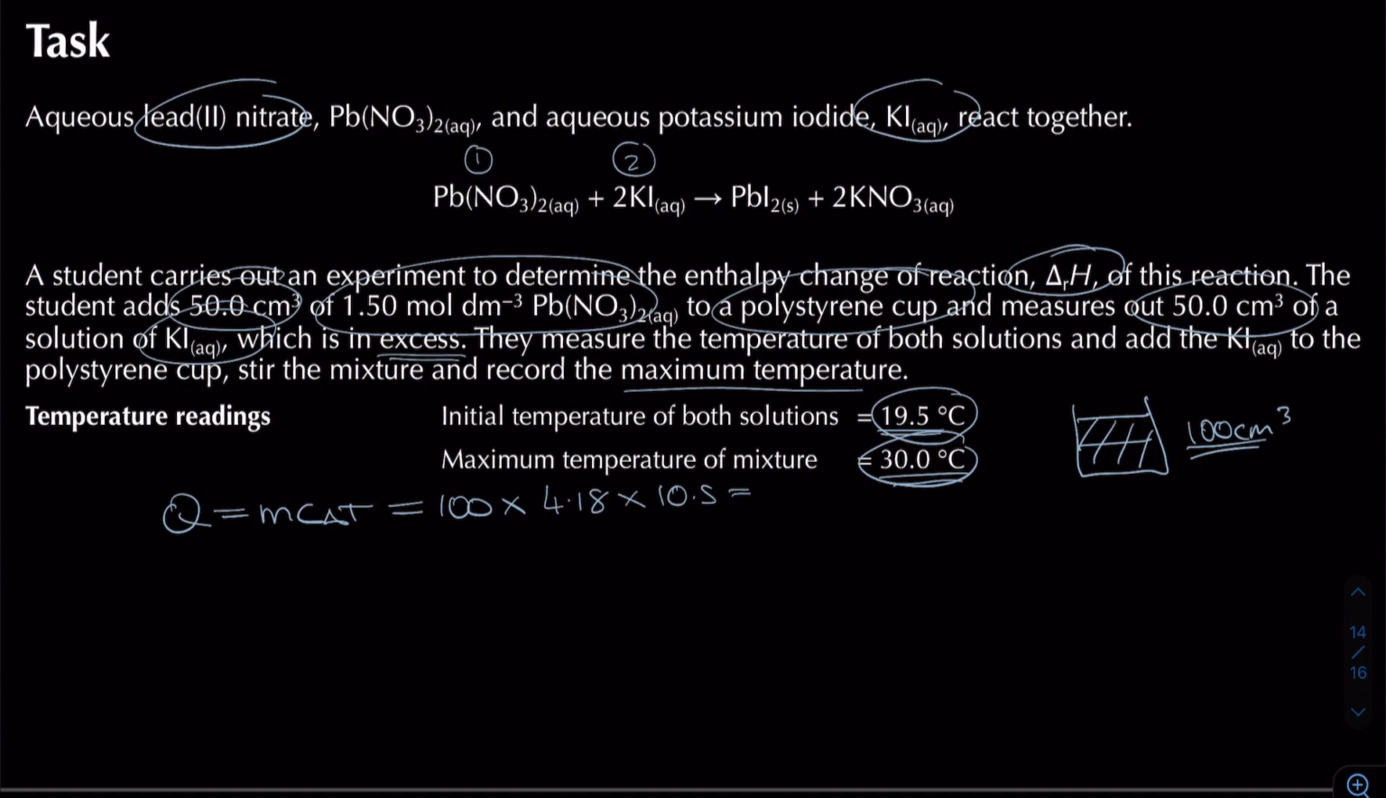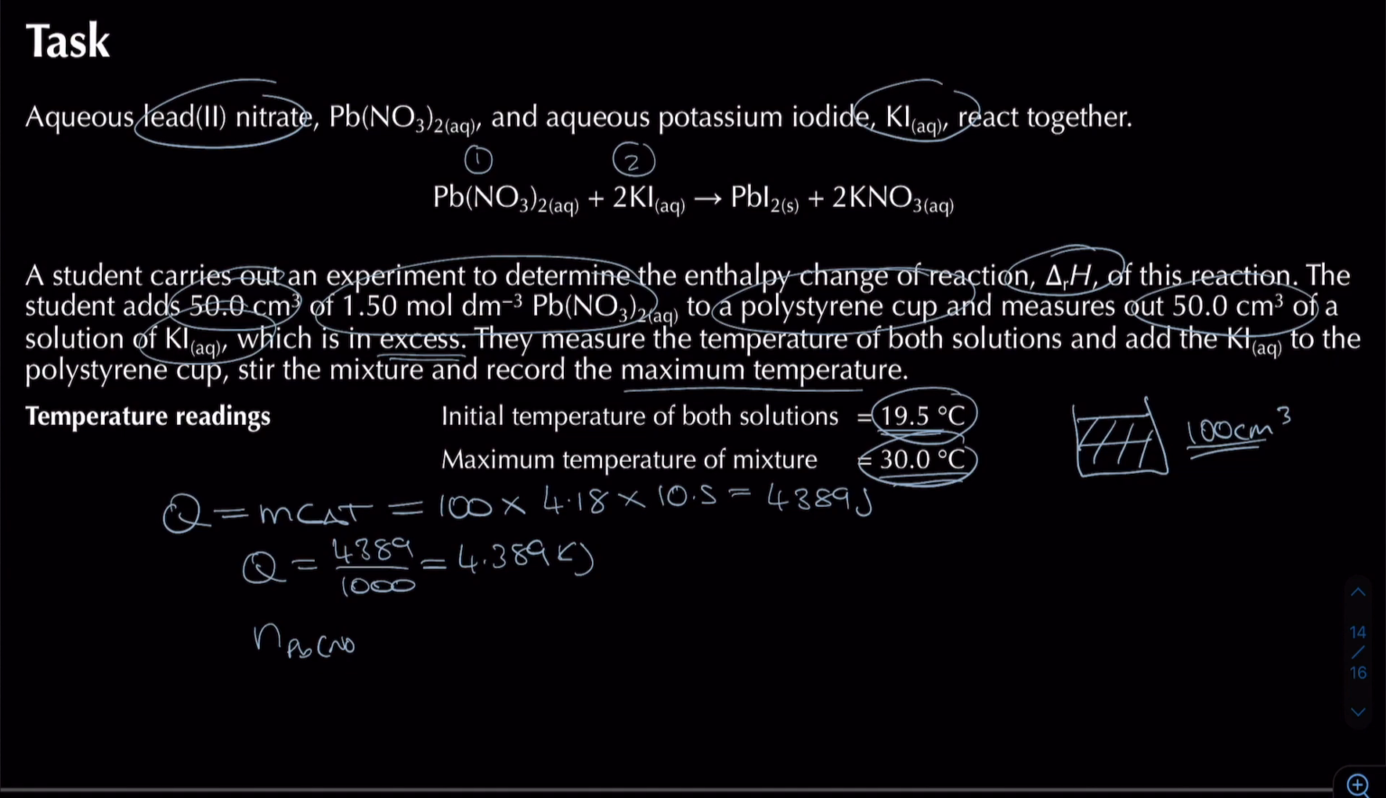And so that's going to give us, if I put that in my calculator, a value of 4389, and that's going to be joules. To convert that into kilojoules, I'm going to do 4389 divided by 1,000, and I end up with a value of 4.389, and that's going to be kilojoules itself.